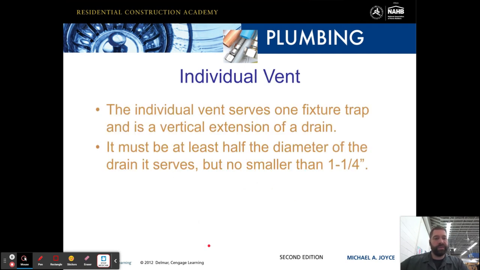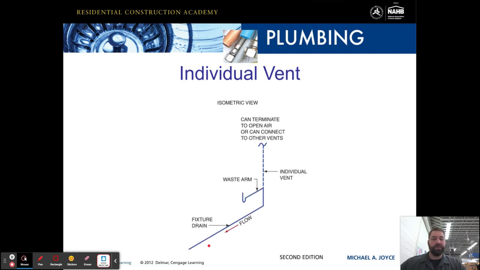An individual vent serves as one fixture trap and is a vertical extension of a drain. It must be at least half the diameter of the drain it serves, but no smaller than 1.25 inches. So here's an isometric view of an individual vent.